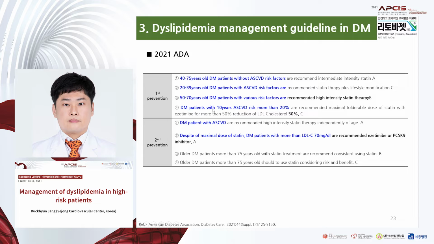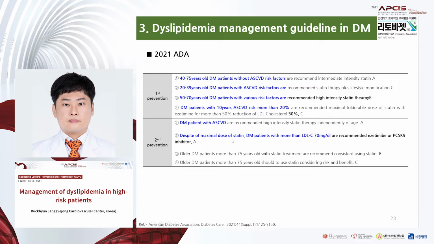DM patients with a 10-year ASCVD risk of more than 20% are recommended the maximal tolerable dose of statin with ezetimibe, to achieve more than a 50% reduction of LDL cholesterol. For secondary prevention, DM patients with ASCVD are recommended high-intensity statin therapy independent of age.